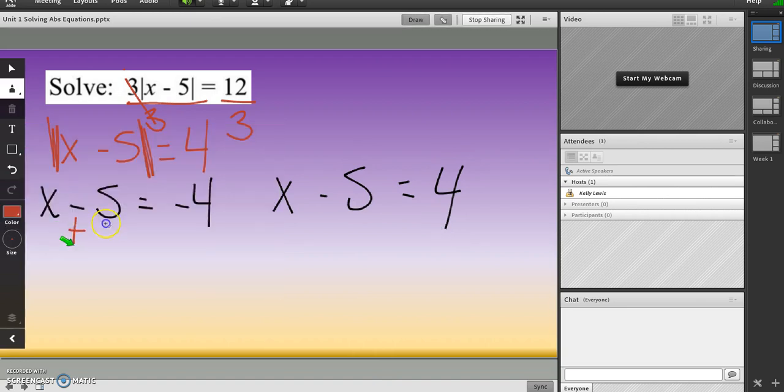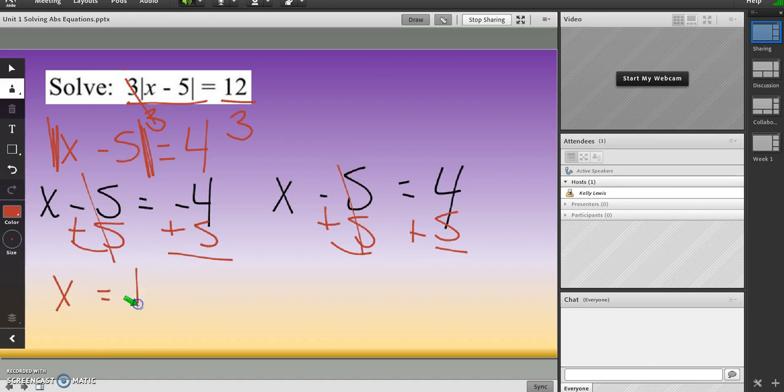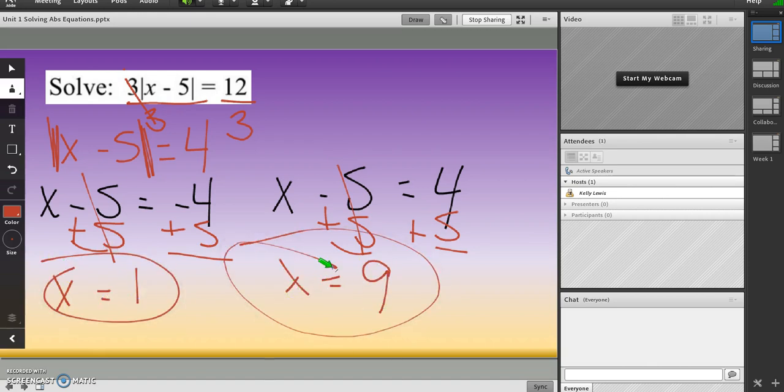So that 5 is being subtracted, so we're going to add. So negative 4 plus 5 is 1. 4 plus 5 is 9. So we get 1 and 9. Let's do another one.